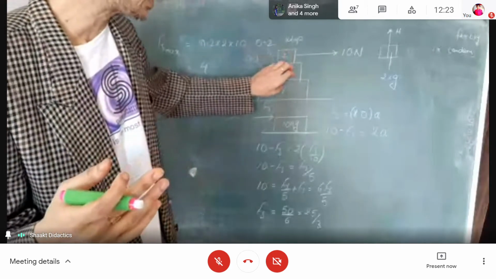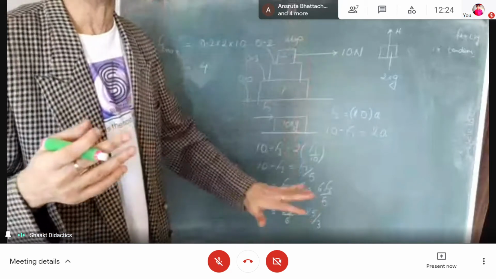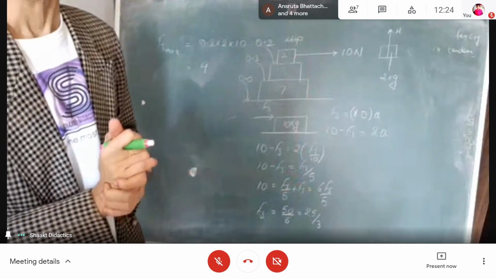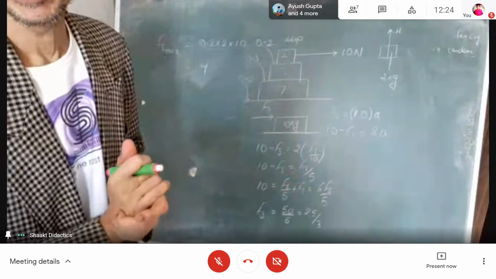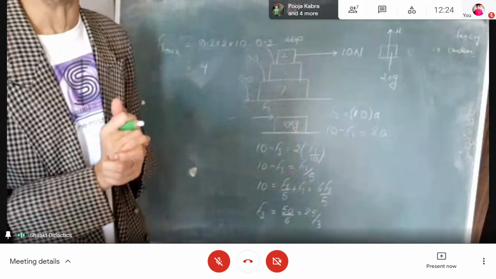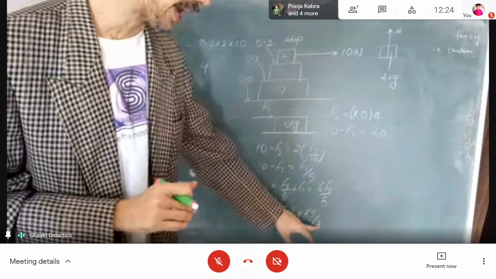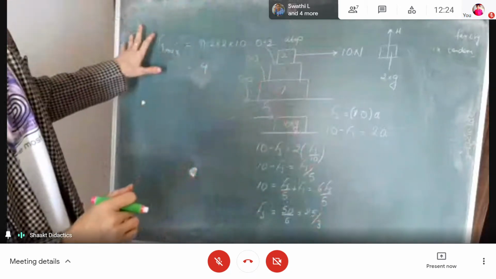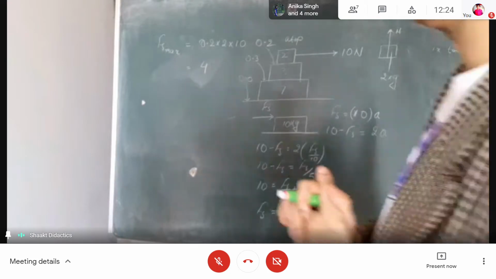We took this as 1 unit and accordingly wrote our equation. Fs we got as 25 by 3 for A to be unit with both 2 and 3. Correct? Yes, sir. Fs demand was not met by Fs maximum, right, class? Therefore, we came to the conclusion there will be relative motion.